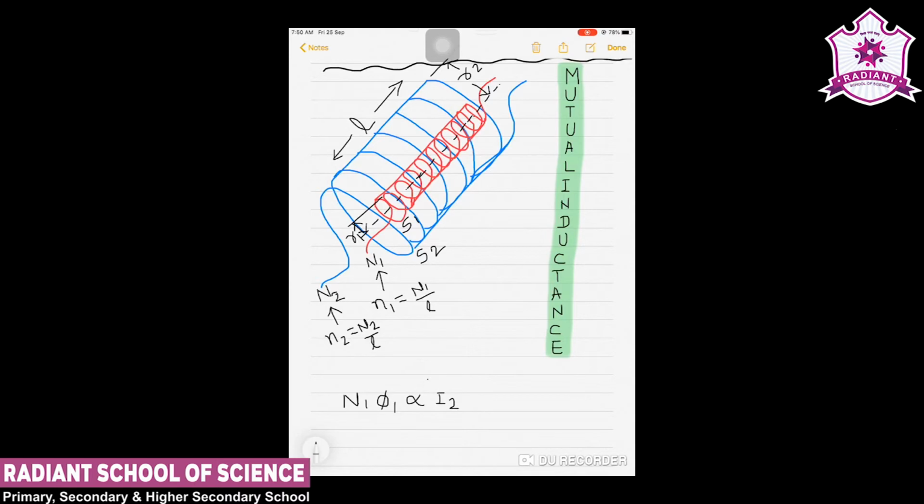Now here, the flux linkage is with the current of the other coil, and therefore this proportionality and phenomenon is known as mutual inductance. So when we add a constant, we can say that N1 phi 1 is equal to M12 into I2. Here M12 is called the mutual inductance of solenoid S1 with respect to solenoid S2. It is also referred to as the coefficient of mutual induction.